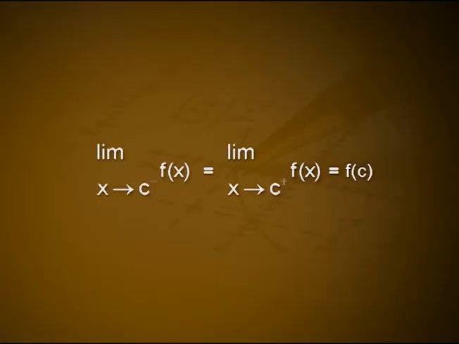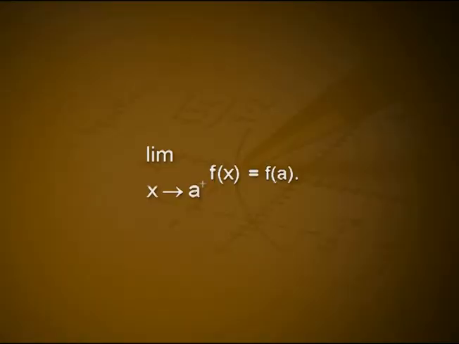We can make the following remark. From the above definition, it follows that a function f from [a, b] to R is continuous at a point c belonging to (a, b) if left limit and right limit exist and they are equal to f(c). That is, limit x tends to c minus f(x) = limit x tends to c plus f(x) = f(c).